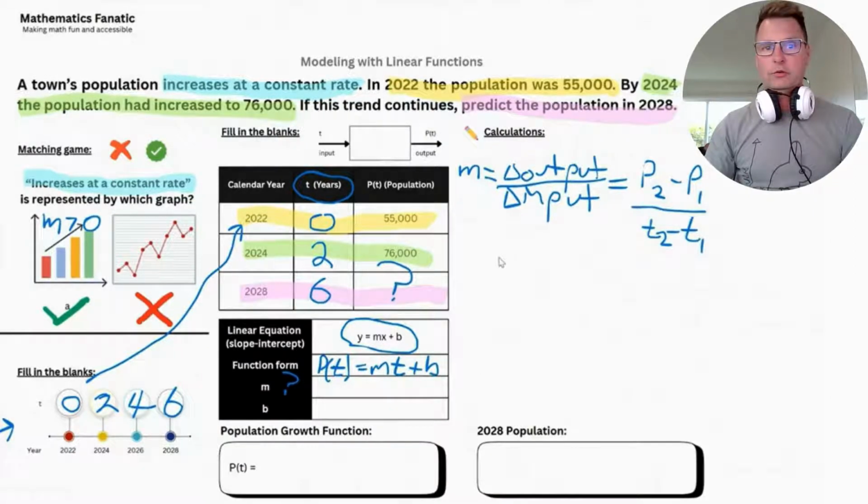In other words, for constant growth, the slope is the rate of change, or change in population over time. We can choose either one for each of these, either P or T. Let's label these as 1 and 2. So we can start with T1 and T2 as shown there, and then label our corresponding P1 and P2 in the table for clarity. And now all we have to do is plug in and solve.